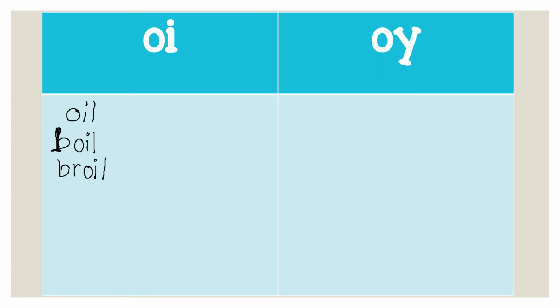Well, you might be wondering, what does the word broil mean? Broil is the way that you cook something. You can broil something in the oven.